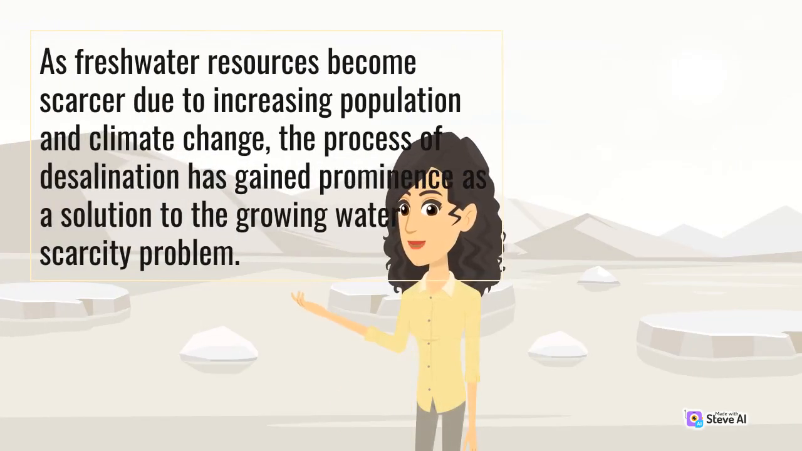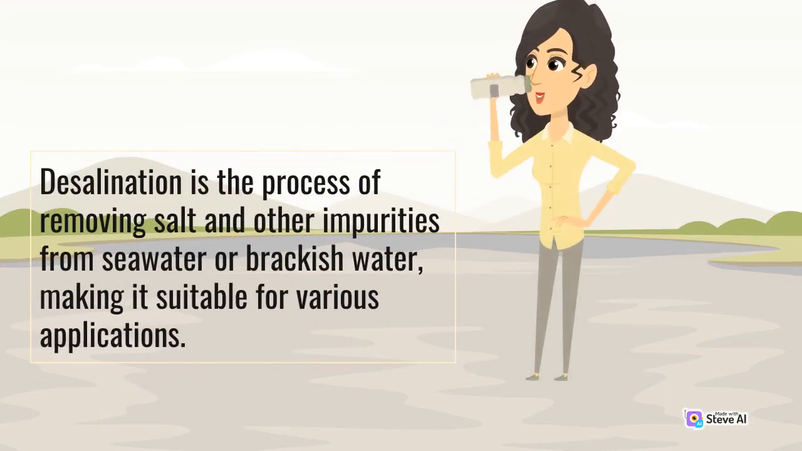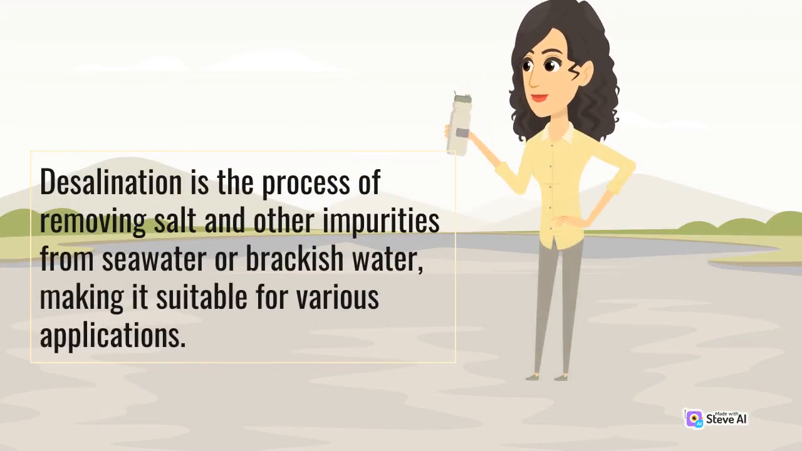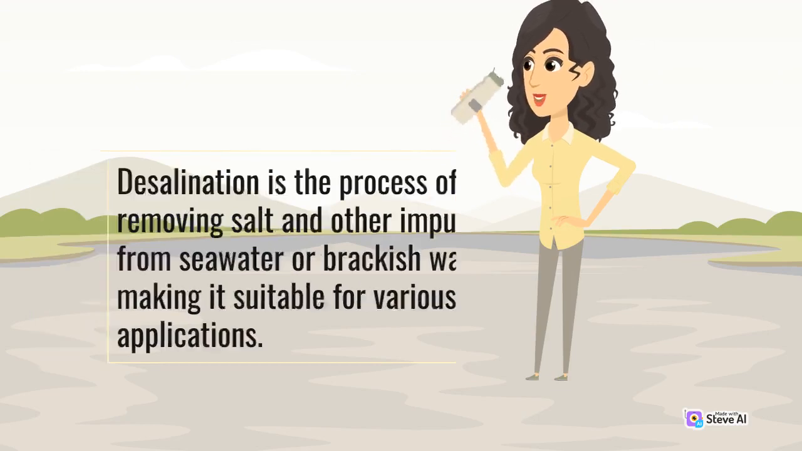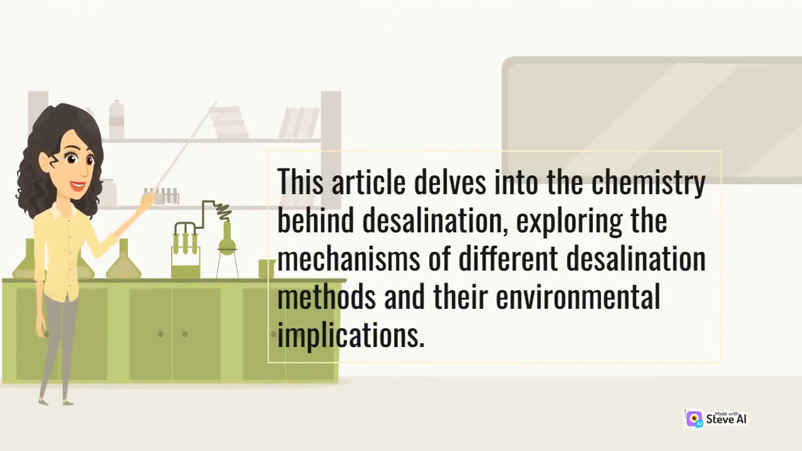As freshwater resources become scarcer due to increasing population and climate change, the process of desalination has gained prominence as a solution to the growing water scarcity problem. Desalination is the process of removing salt and other impurities from seawater or brackish water, making it suitable for various applications. This article delves into the chemistry behind desalination, exploring the mechanisms of different desalination methods and their environmental implications.